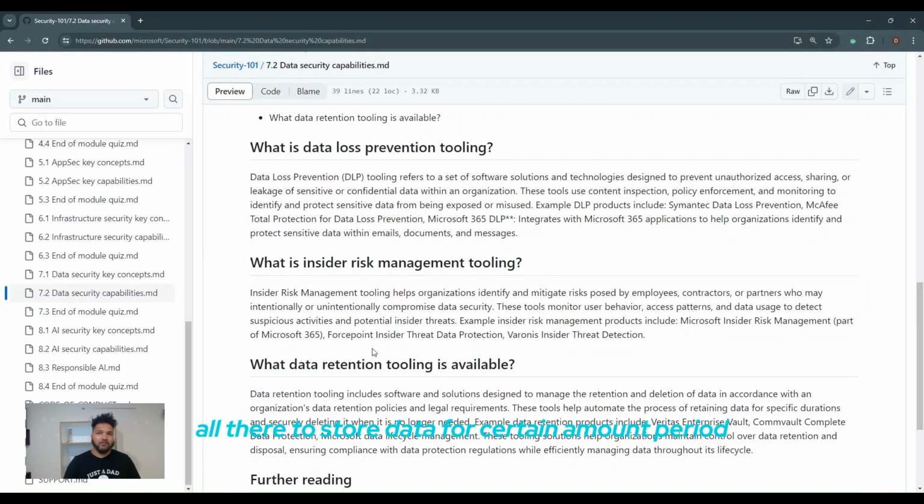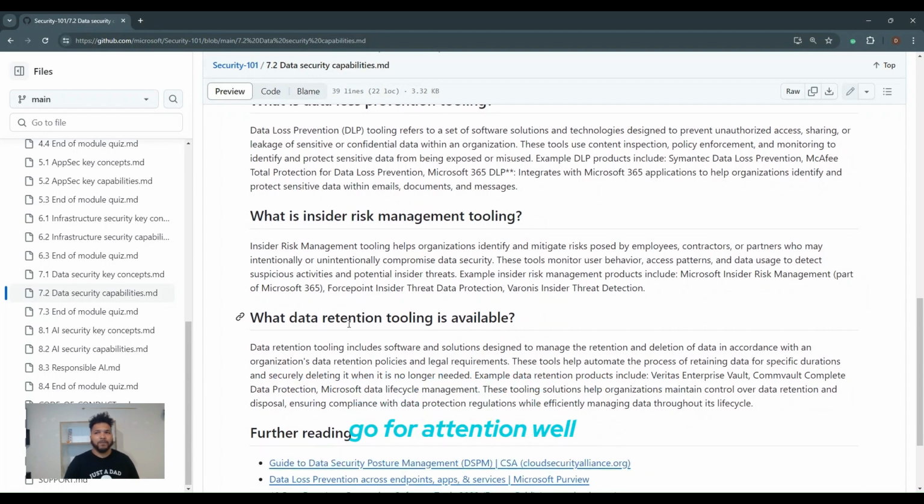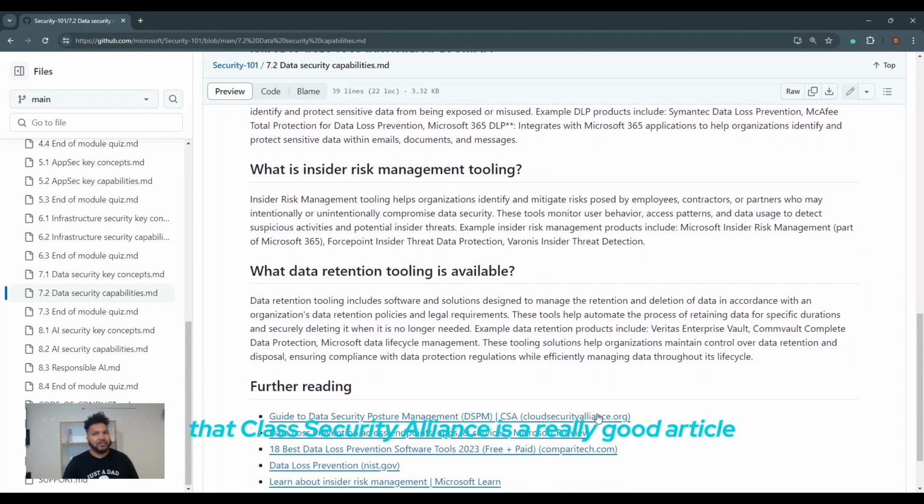It's all there to store data for a certain period of time and for legal requirements. Those tools include built-in Microsoft tools, but Veritas has been in the industry for decades now. Commvault's been around forever as well. Veeam, there's all kinds of tools out there built for retention. If you want to look at a good one, the Cloud Security Alliance has a really good article.